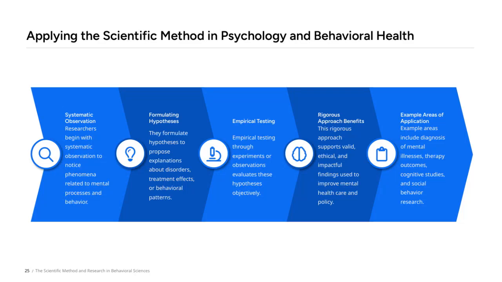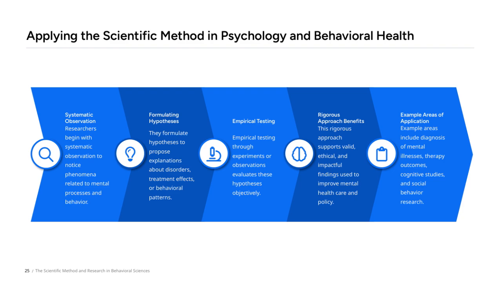In psychology and behavioral health, applying the scientific method is essential for advancing our understanding. It starts with systematic observation, where researchers carefully notice and document phenomena related to mental processes and behavior. From these observations, they develop hypotheses, educated guesses that offer possible explanations about disorders, treatment effects, or behavioral patterns.